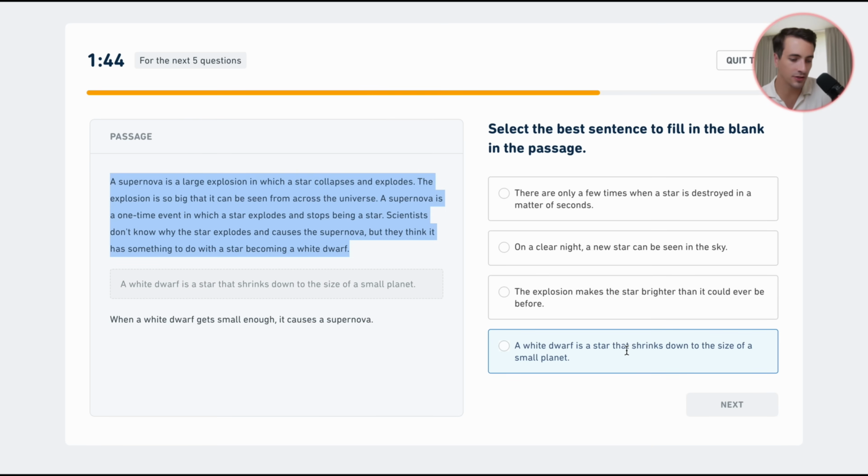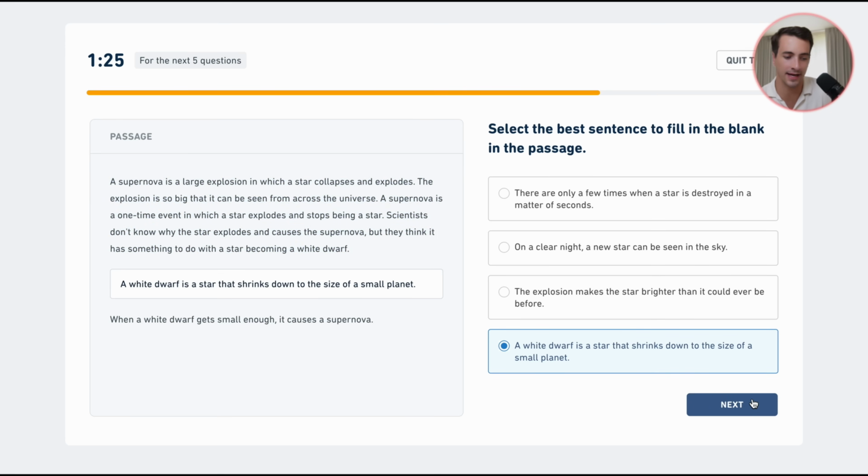So scientists don't know why the star explodes and causes the supernova, but they think it has something to do with a star becoming a white dwarf. A white dwarf is a star that shrinks down to the size of a small planet. When a white dwarf gets small enough, it causes a supernova. That makes perfect sense. This is the correct answer.